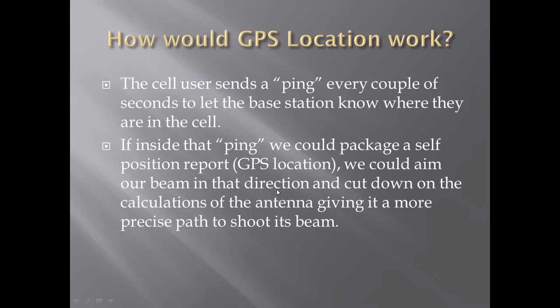How would the GPS location work? The cell user sends a ping every couple of seconds to let the base station know where they are in the cell. If inside that ping, we could package a cell position report or GPS location, we could aim our beam in that direction and cut down on the calculations of the antenna, giving it a more precise path to choose its beam.